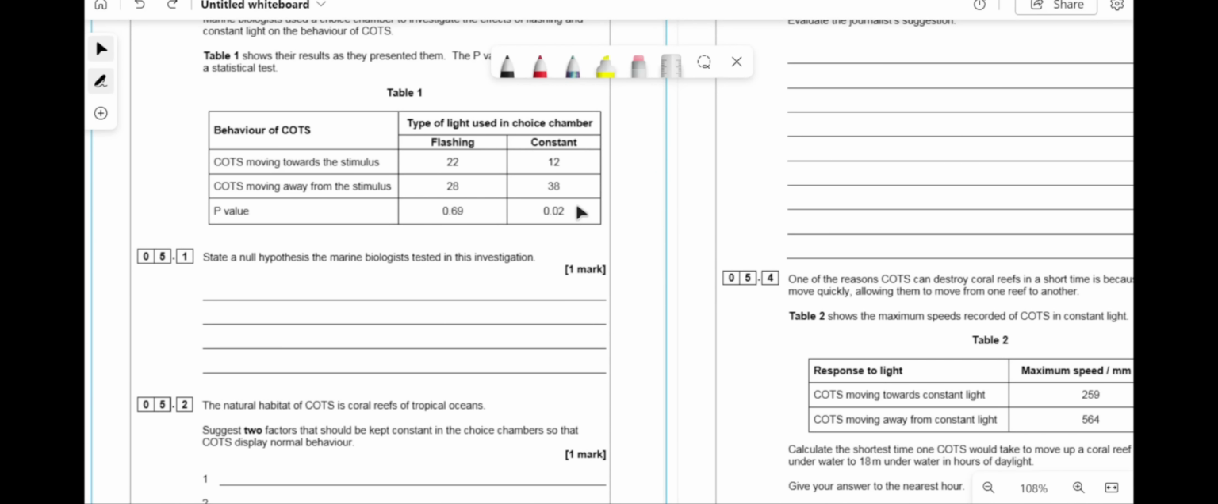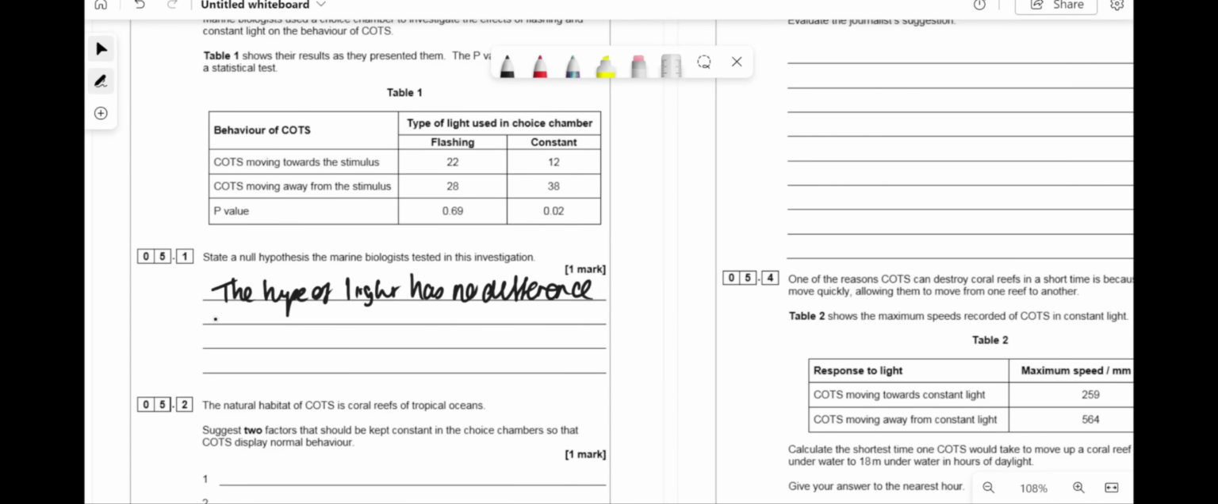But you can't just say there's no difference between expected and observed. That's too vague. It's too general, and the mark scheme says no. So we need to relate that to this example here. So in this case, it would be the type of light has no difference in the movement behavior. You could also say something like there's no difference in the amount of behavior and movement with a constant or flashing light. But that's what this question's asking.